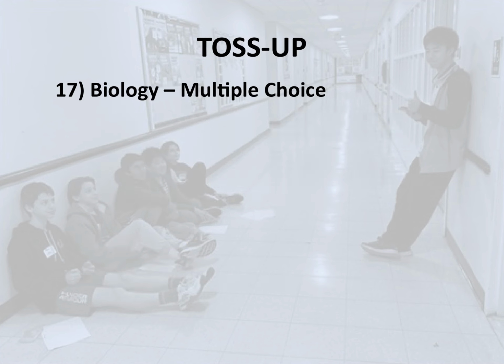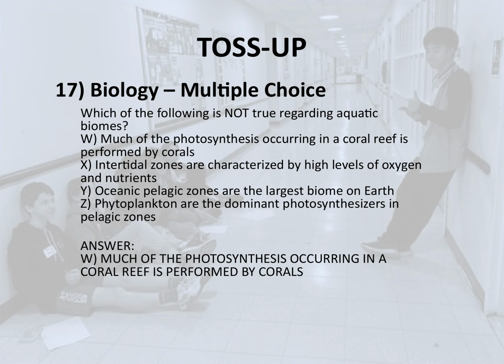Toss-up, 17. Biology, multiple choice. Which of the following is not true regarding aquatic biomes? W. Much of the photosynthesis occurring in a coral reef is performed by corals. X. Intertidal zones are characterized by high levels of oxygen and nutrients. Y. Oceanic pelagic zones are the largest biome on Earth. Z. Phytoplankton are the dominant photosynthesizers in pelagic zones. Answer. W. Much of the photosynthesis occurring in a coral reef is performed by corals.